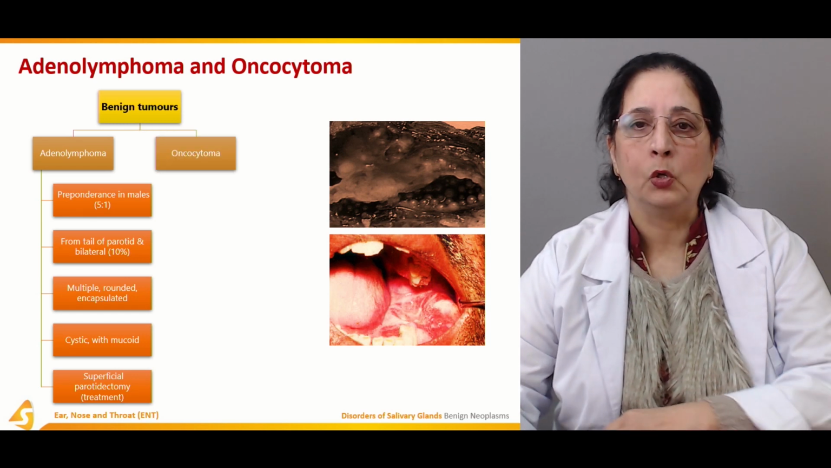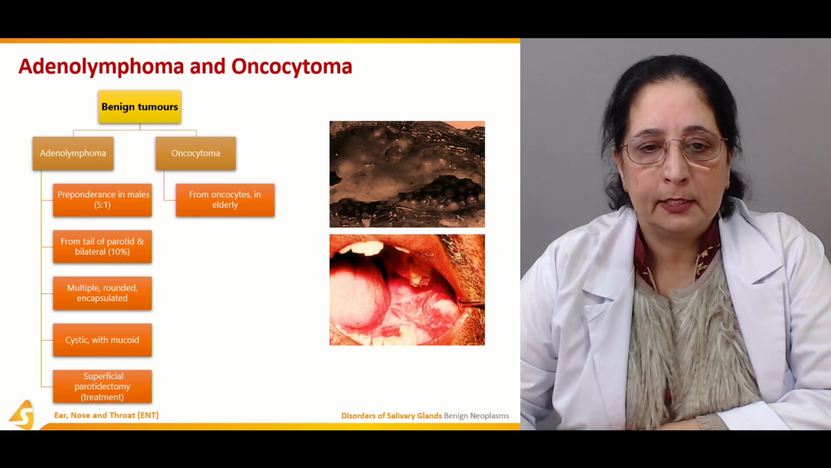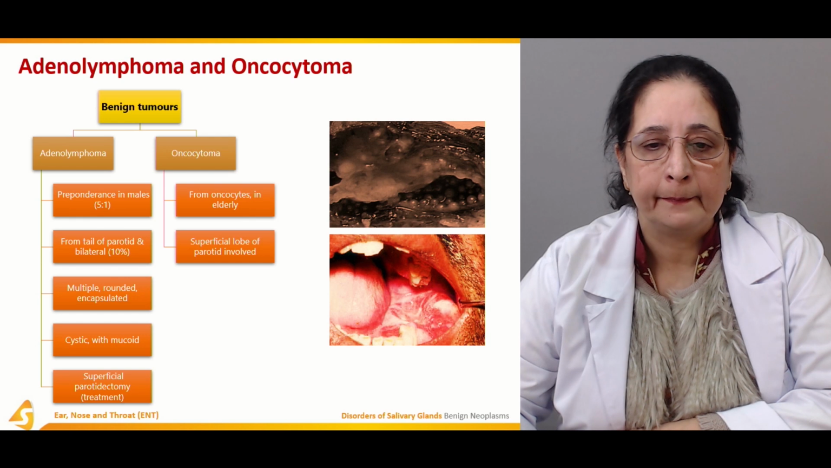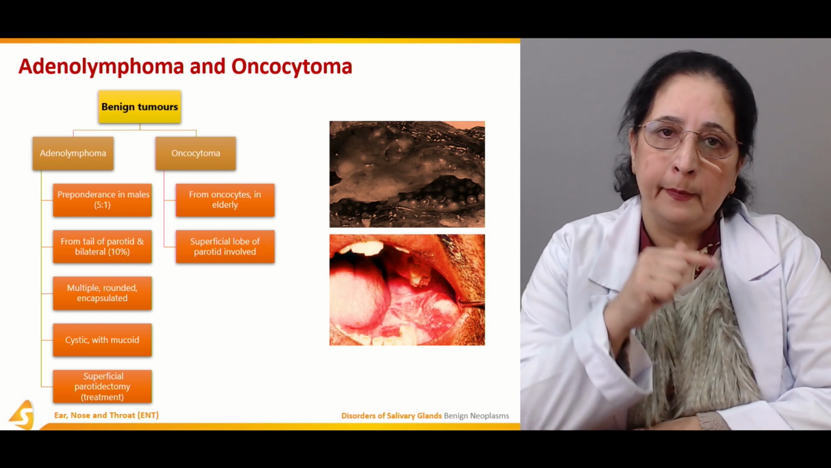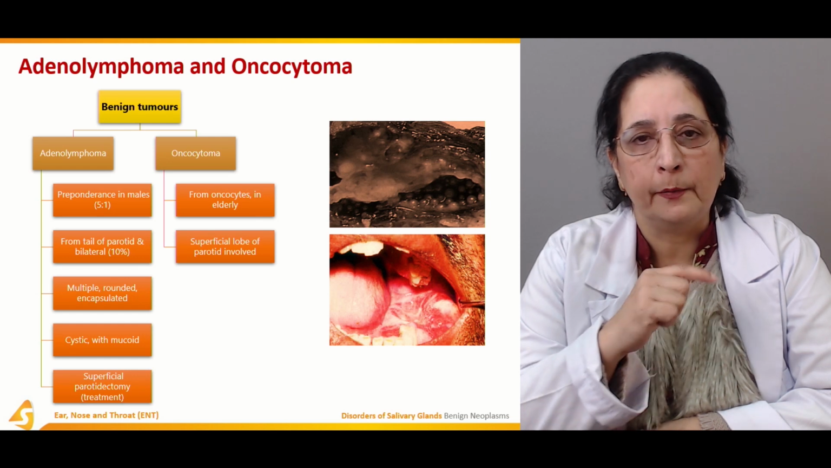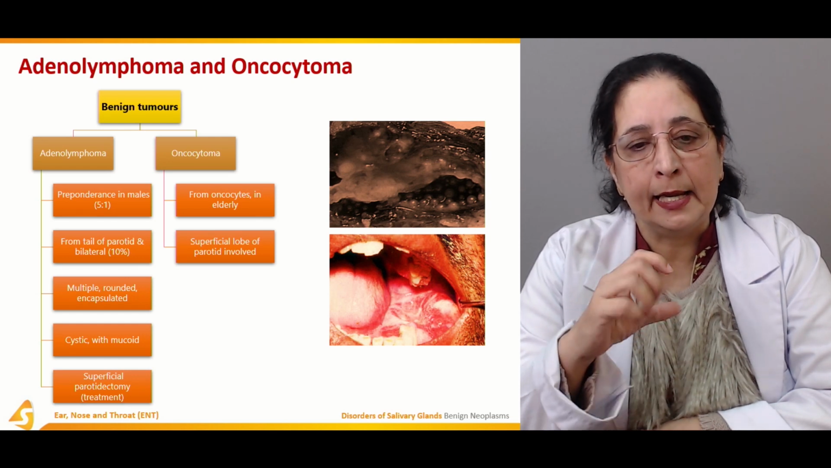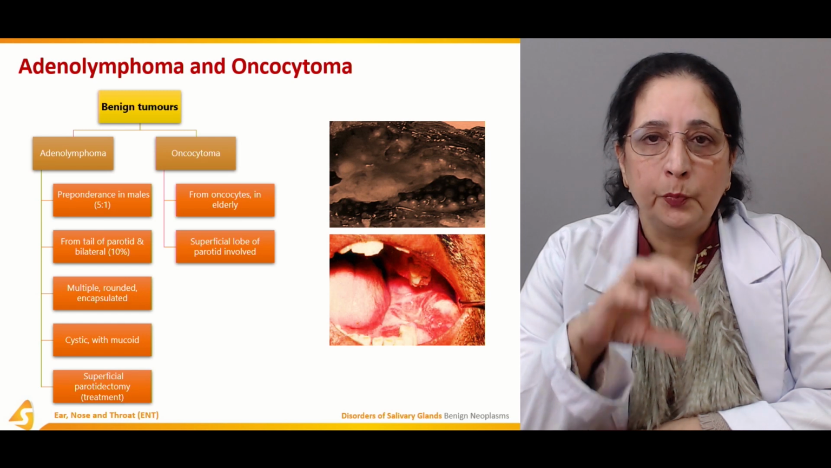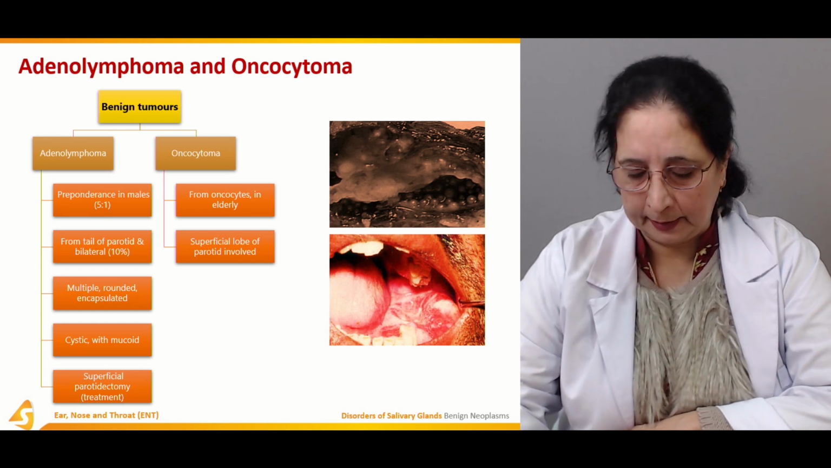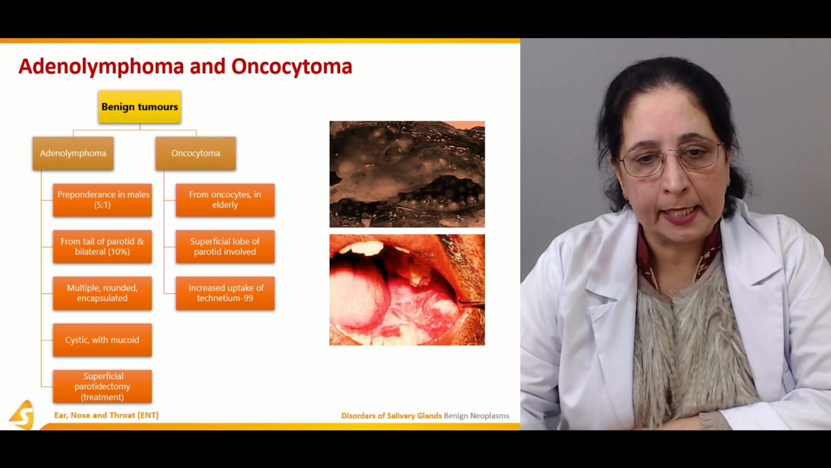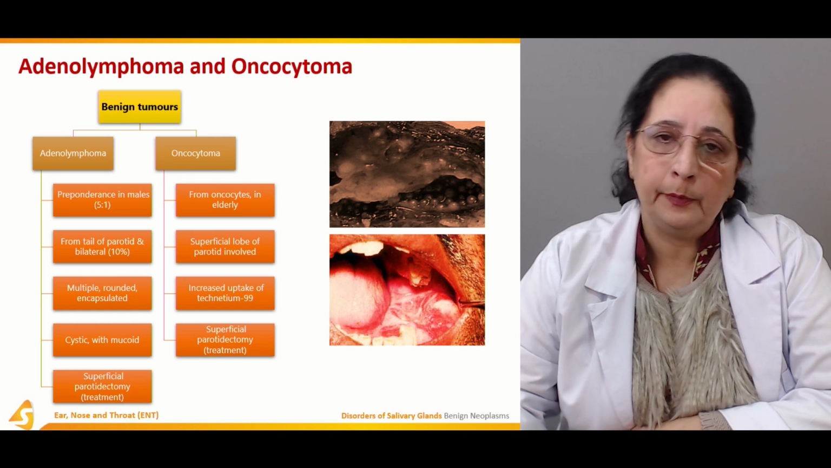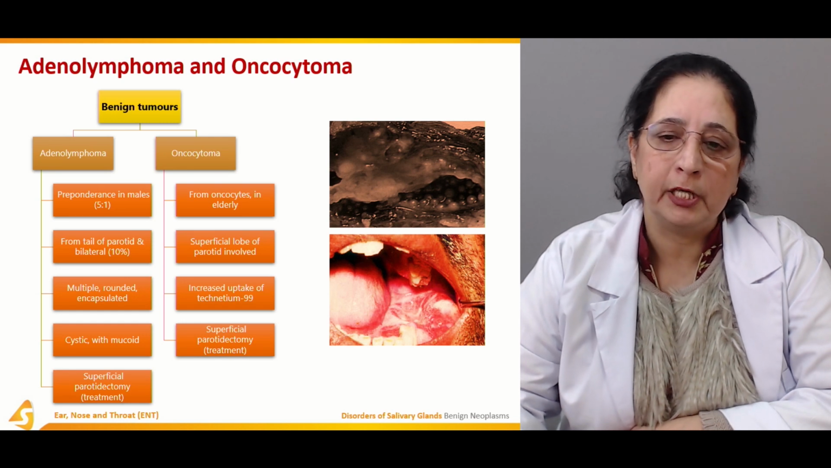Then we have oncocytoma, which is from the oncocytes, in the elderly. The superficial lobe of the parotid gland is involved. Remember, the adenolymphoma is from the tail of the parotid gland, and this is from the superficial lobe of the parotid gland. Increased uptake of technetium-99. Superficial parotidectomy is the treatment.